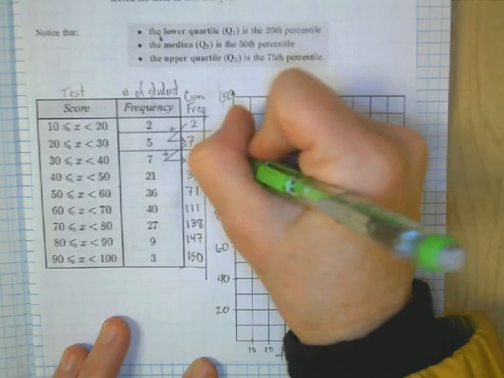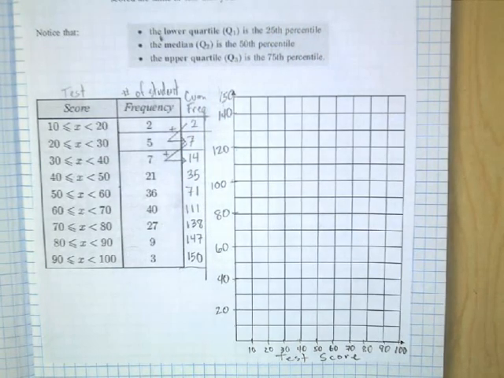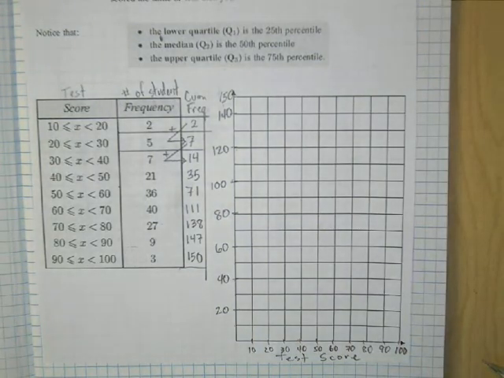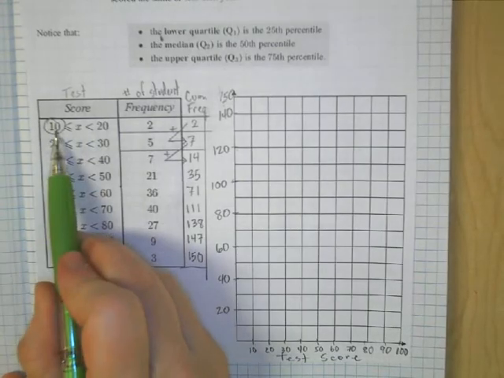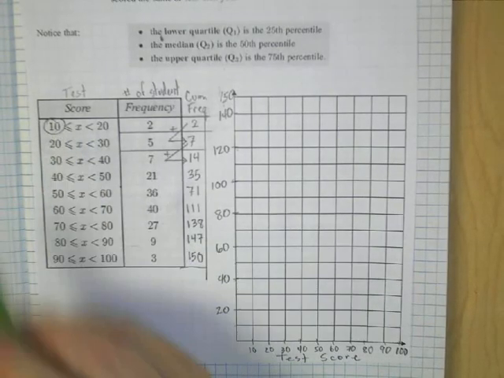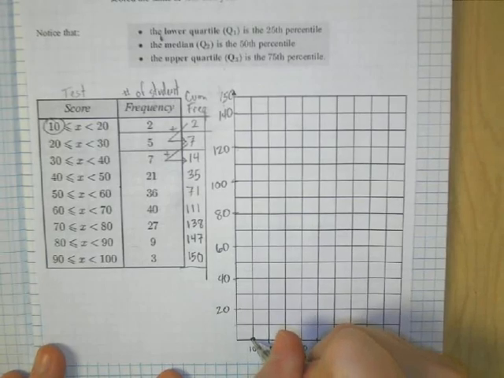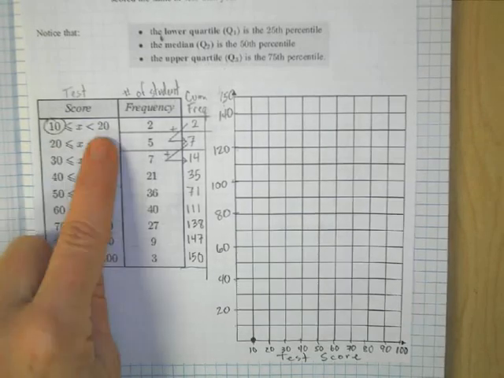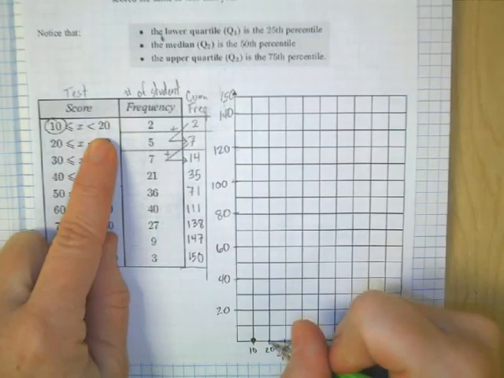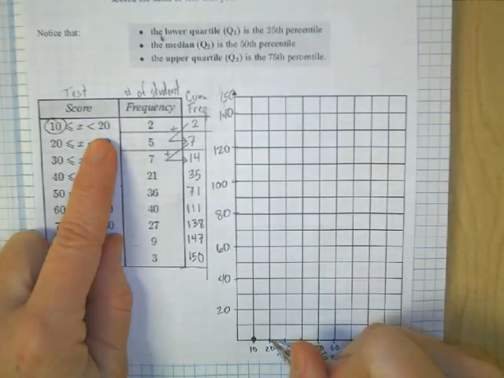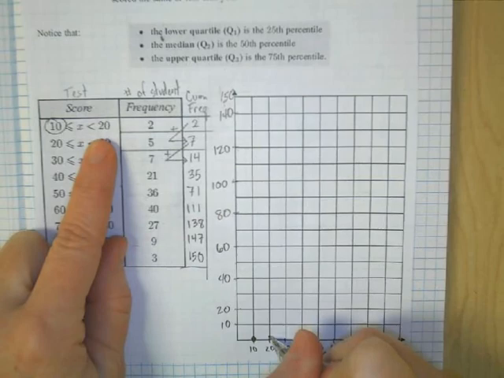All right, so now we're going to graph our cumulative frequency. The weird part is you have to start with this number. Nobody scored less than 10, so 10 and 0 is going to be our first point. Then 2 people scored less than 20, so 20 and 2 is really far down here.